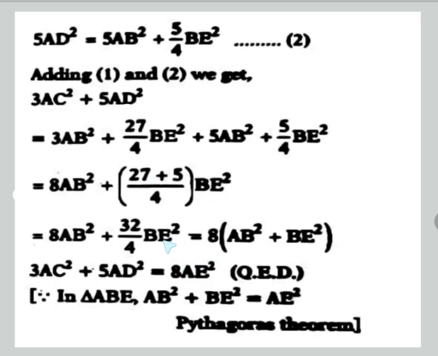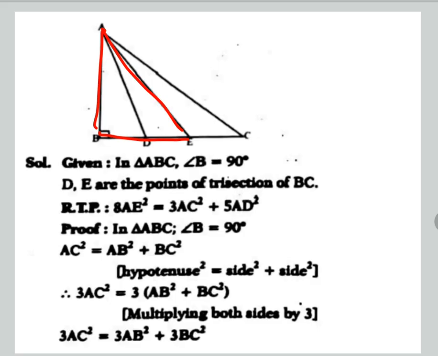Then that equal to 4 8s are 32. So that 8 is common. Take 8 common: AB square plus BE square. We know that AB square plus BE square is equal to AE square.